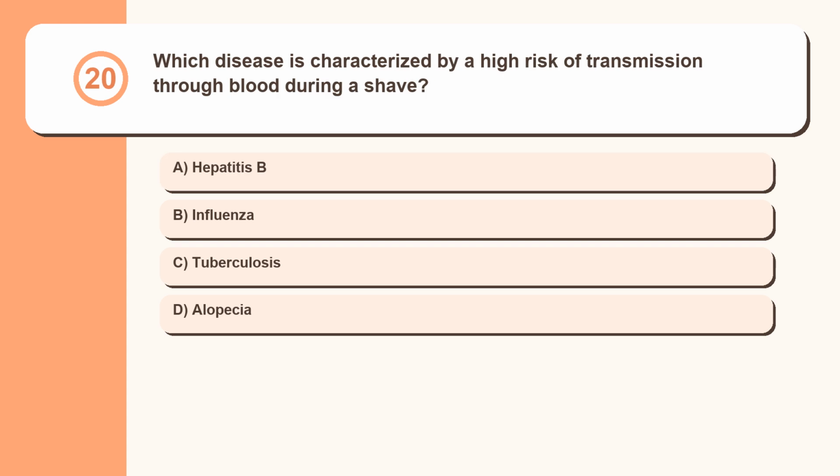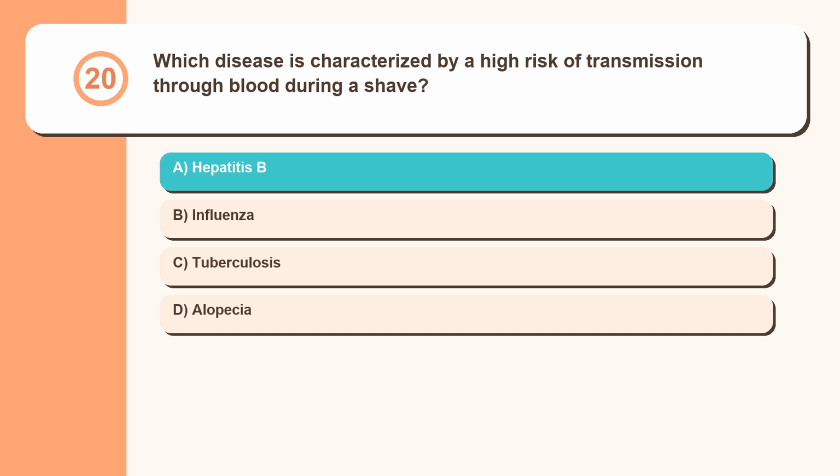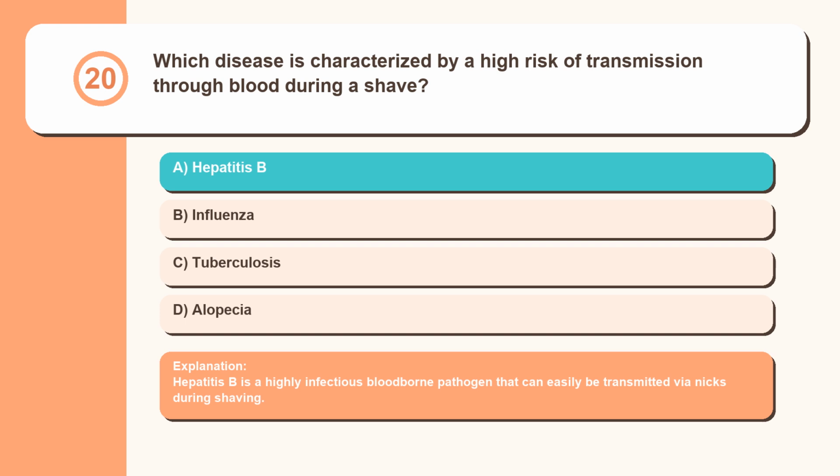Question 20. Which disease is characterized by a high risk of transmission through blood during a shave? Hepatitis B, influenza, tuberculosis, alopecia. Hepatitis B is a highly infectious bloodborne pathogen that can easily be transmitted via nicks during shaving.